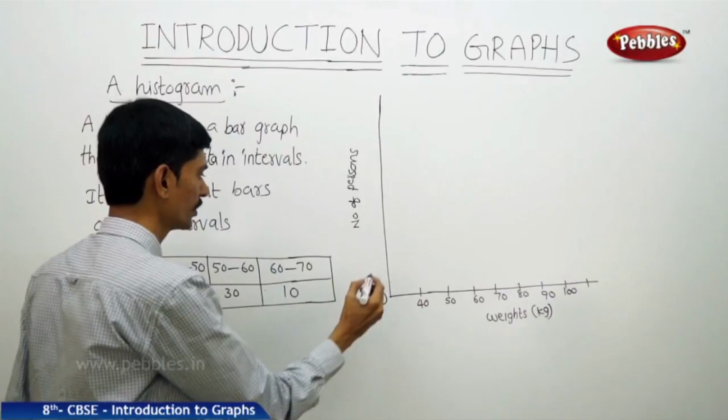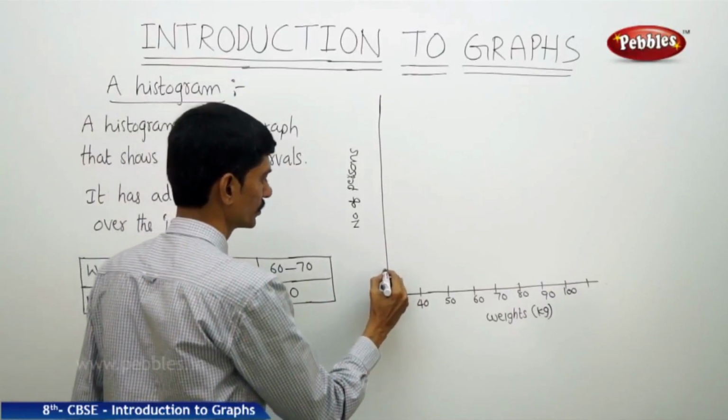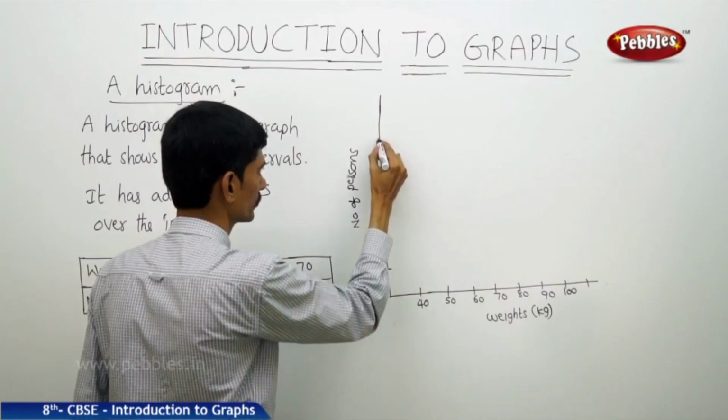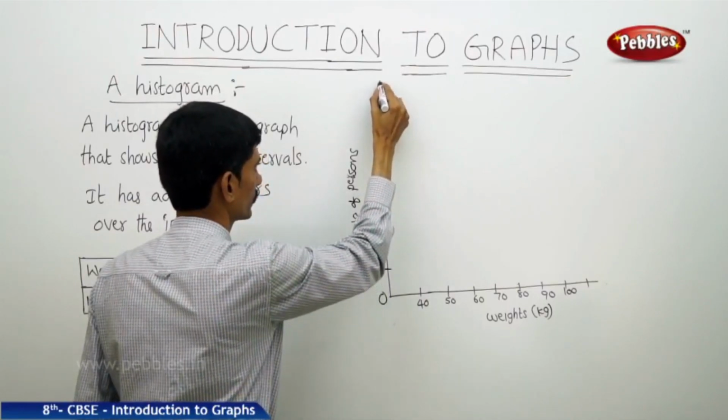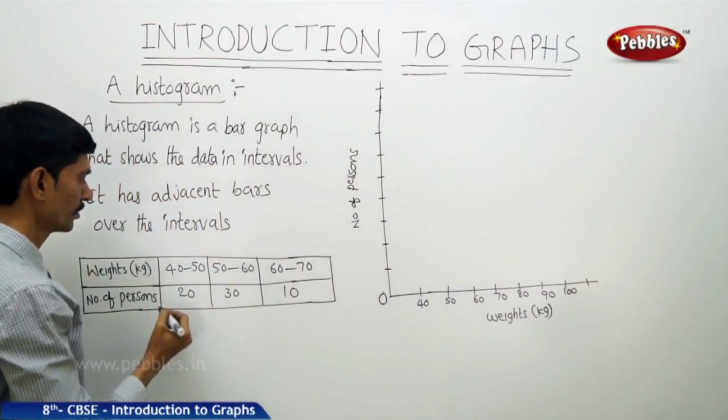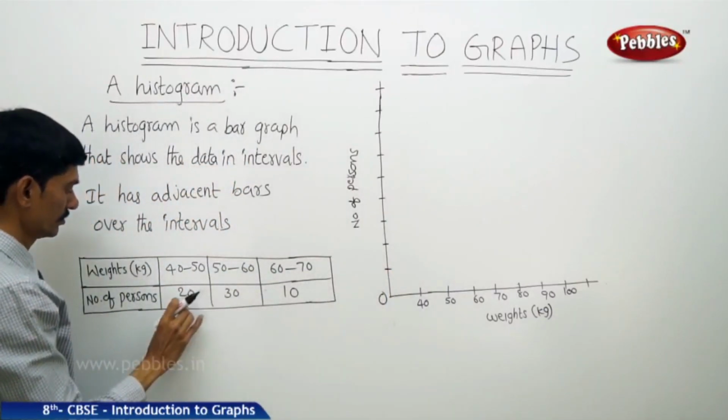So here these rectangles show mathematics. There is another examination in mathematics, and he got 50 marks in the third term exam.